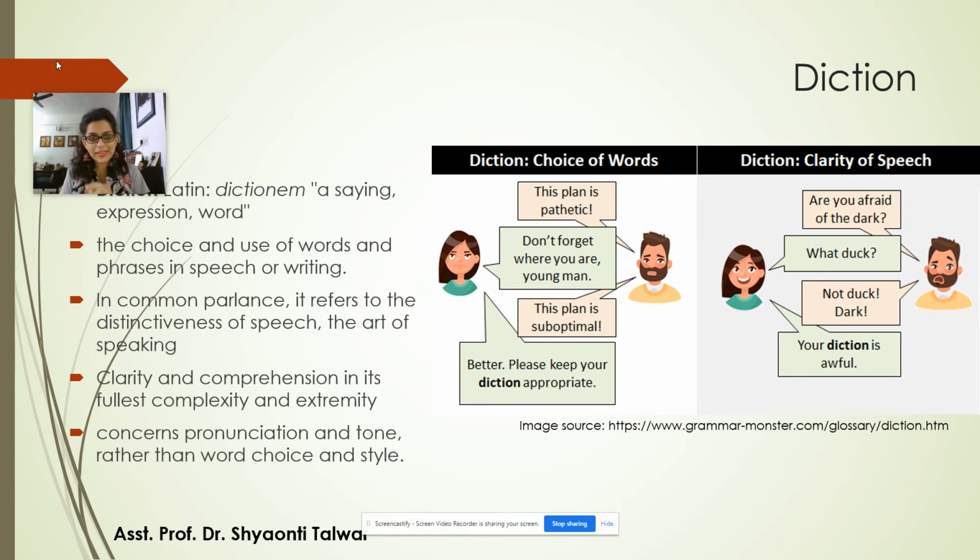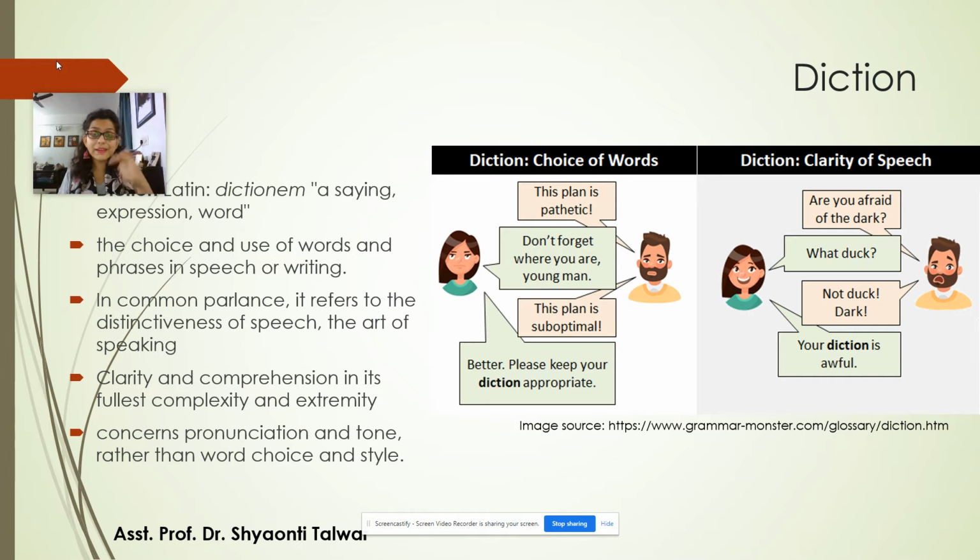Here, if you look at the image to the right of your screen, you will see that you have a choice of words on the left hand side and clarity of speech, and both come under diction. Now, how is that? If you pay attention to the interaction between this man and this woman, the man says, "This plan is pathetic," and the woman says, "Hey, don't forget where you are, young man." She's implying that your choice of the word pathetic is not appropriate because you need to be more formal, probably.